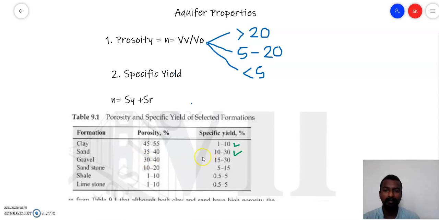Then in the same way for gravel it is 15 to 30%. In case of sandstone it is 5 to 15%. For shale it is decreasing again, 0.5 to 5, and limestone it is the same, 0.5 to 5. In this way the specific yield varies. Here the porosity is also given. It is 45 for clay, for sand it is 35, gravel 30, for sandstone 10, shale 1, and for limestone it is 1. So these are the porosities and these are the specific yield values.